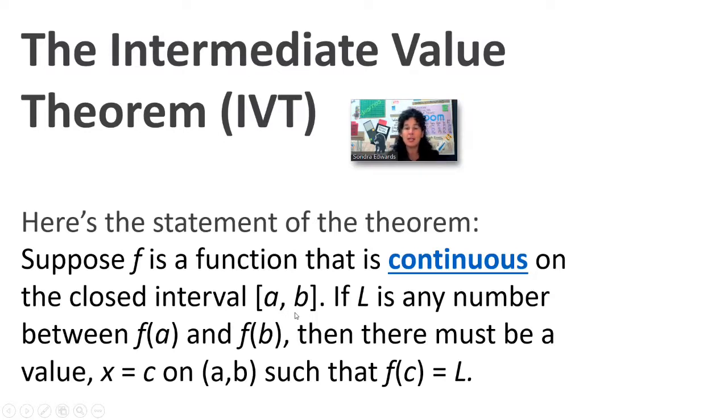Then there must be an x value c. So there's some number c somewhere between a and b. So on open interval a and b, not closed interval, because when you actually substitute in a and you substitute in b, you get this f of a and f of b, and that's not the height we're trying to get. It's something in between, so parentheses, such that when you actually plug that x value in that we're calling c into the function, you get the height that you're trying to guarantee.